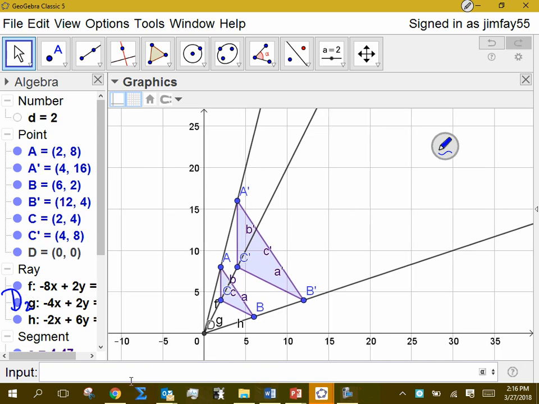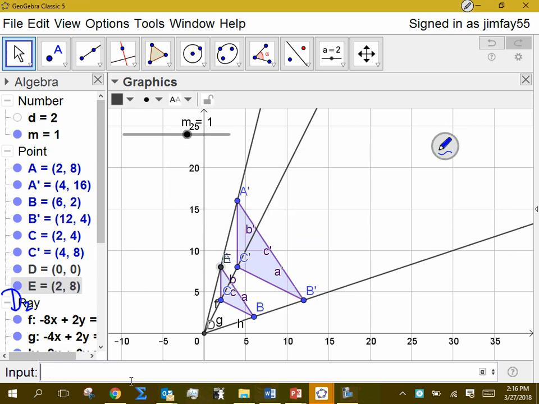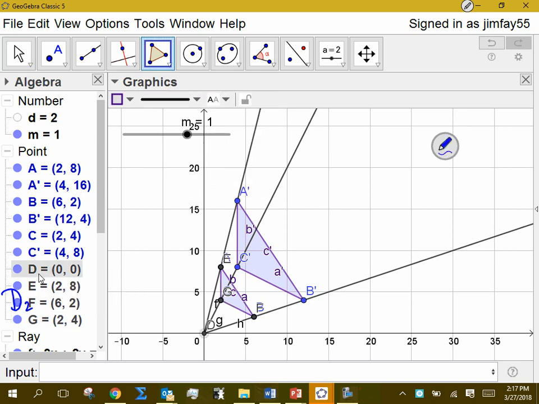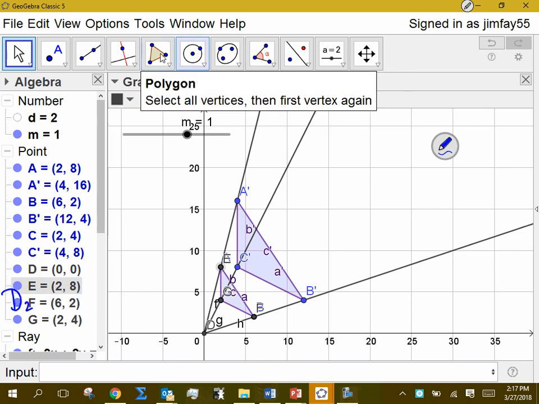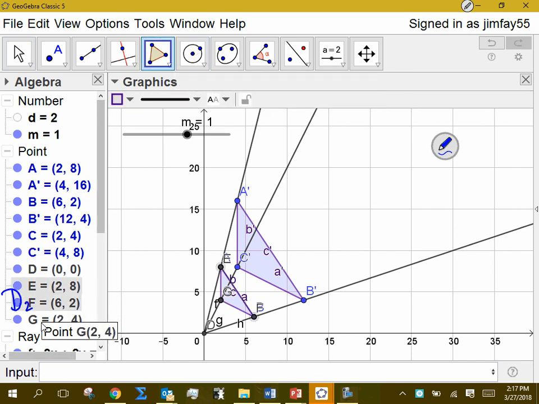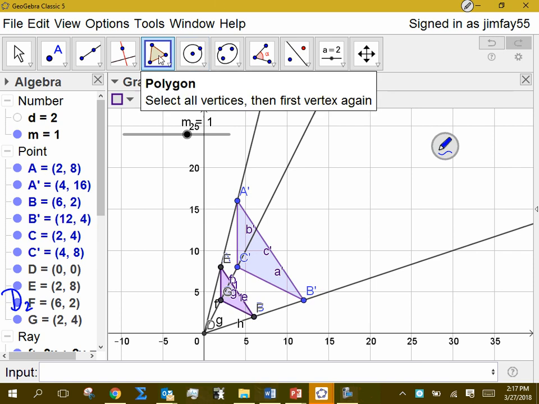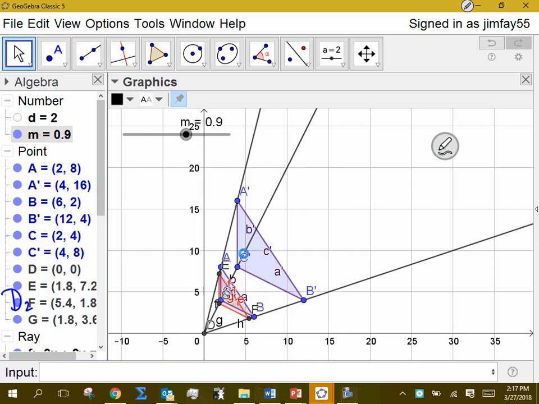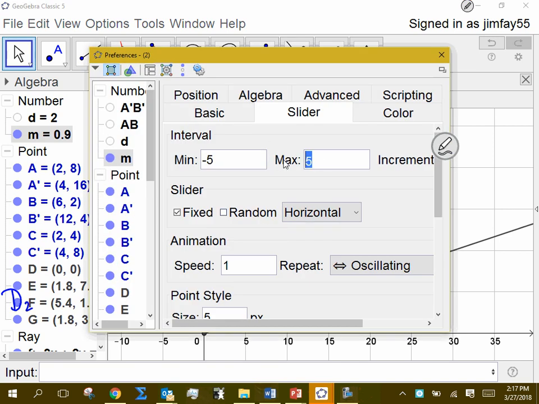So, for instance, if I were to take just A times M, create a slider, do B times M, and C times M, okay? And then take those points. Take that point, that point, that point, create a triangle. Let's make that triangle red. If I start moving M, let's make this go to 20.